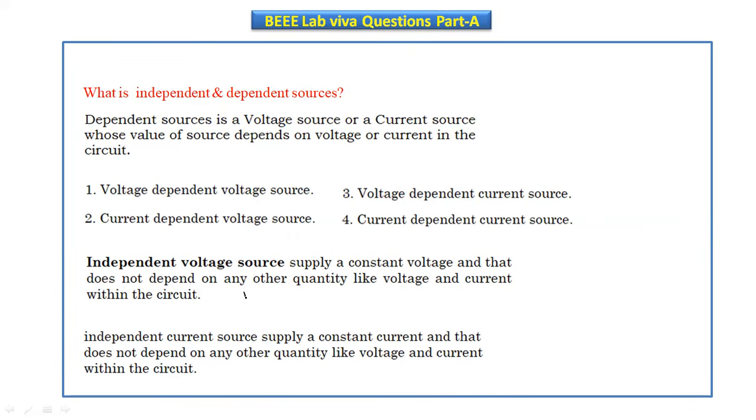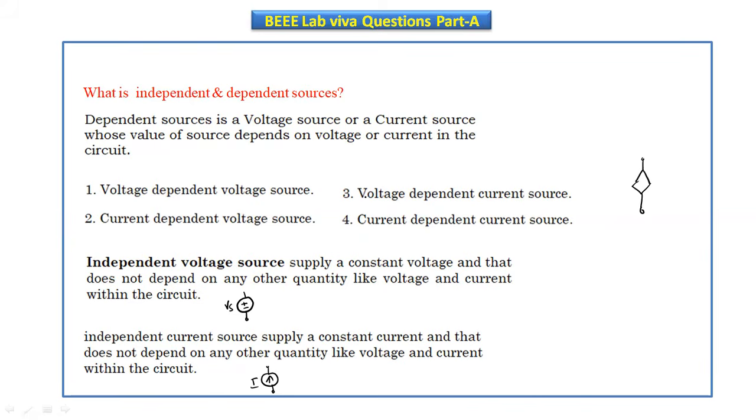So we will represent an independent voltage source like this. Inside the circle there is a plus and minus; that is called an independent voltage source. And inside the circle, if it is an arrow symbol, that is called an independent current source. A dependent source we indicate with a rhombus symbol. This is the rhombus symbol.